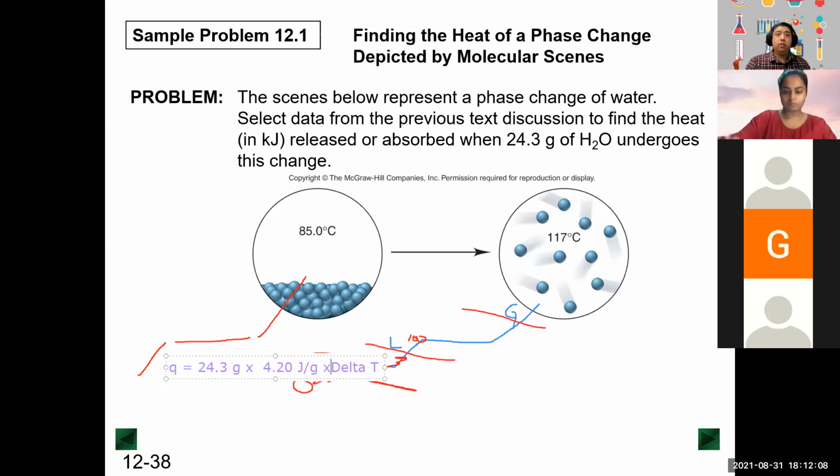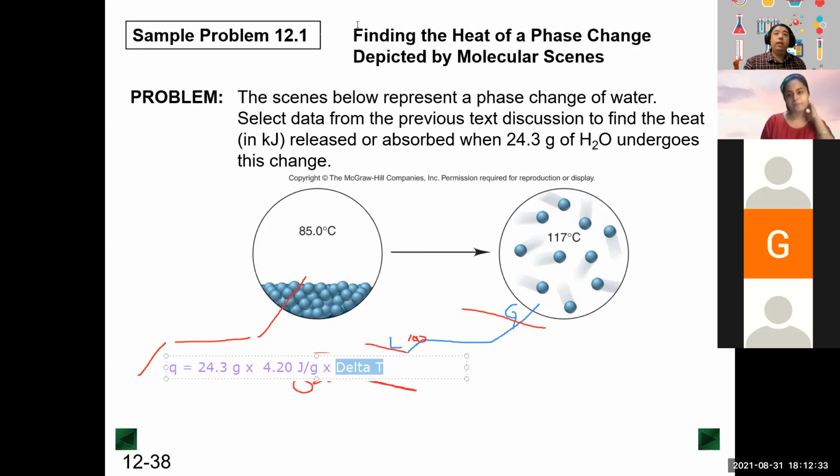What is my delta T? So this is very important. What is the value of my delta T? Okay, I see a bunch of numbers coming up. Some of you are saying 32, some of you are saying 40.7. So remember something here. Look at our three lines here, okay?